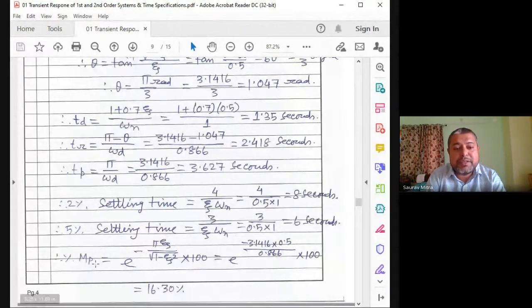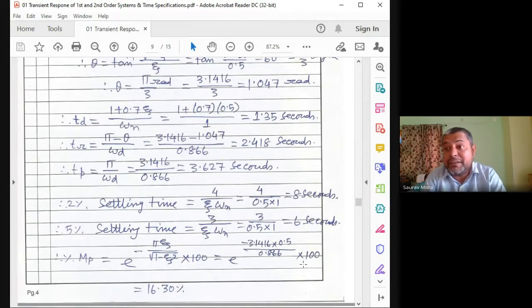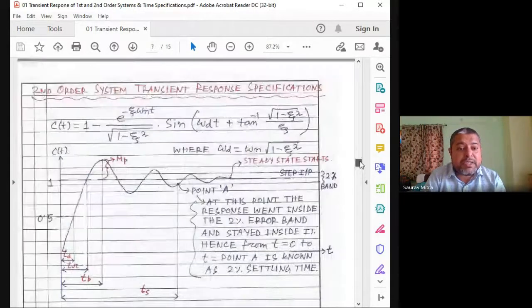And how much is the peak? Percentage Mp is e to the power minus pi zeta divided by root under 1 minus zeta square. Pi is 3.14, zeta is 0.5, and root under 1 minus zeta square is equal to 0.866. So you are finding it, and it is multiplied by 100. You will get 0.163 multiplied by 100, that is percentage overshoot is 16.30%. Percentage overshoot of 16.30 means you are going to get a maximum peak of 1.163. That you have to understand.